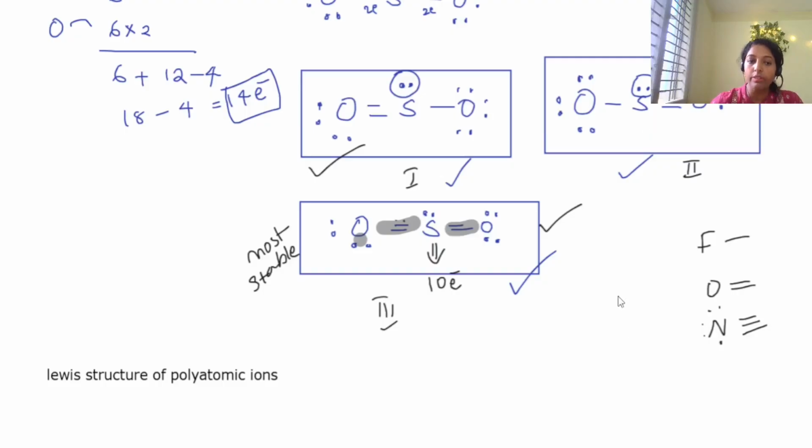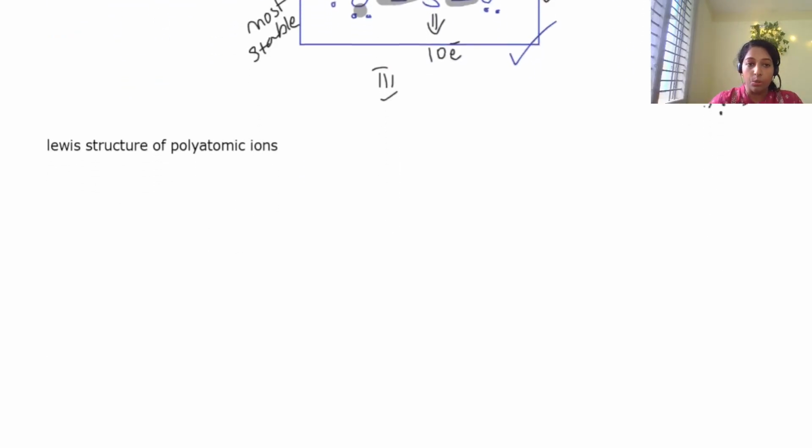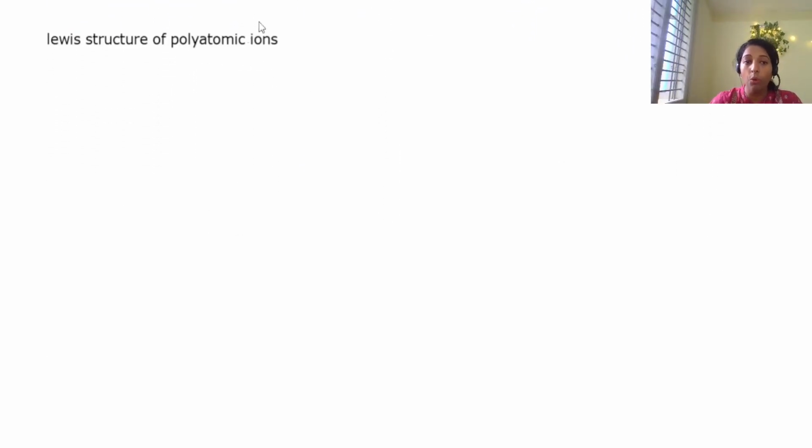Okay, that's it. Now let's do Lewis structures for polyatomic ions. We already studied what a polyatomic ion is. It's a group of atoms having a charge. Suppose I'm taking CO3, CO3 2 minus, which means the charge is there. It's not a molecule.